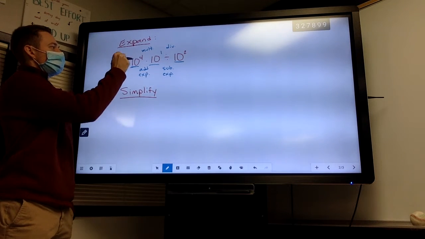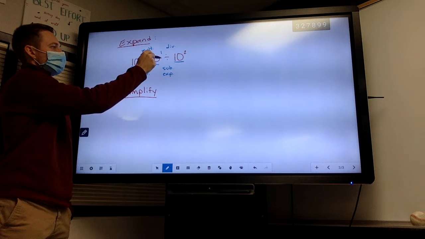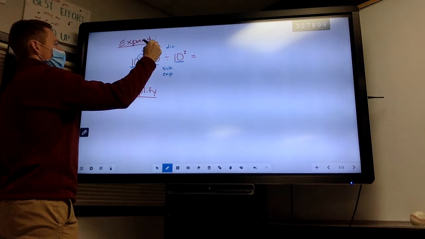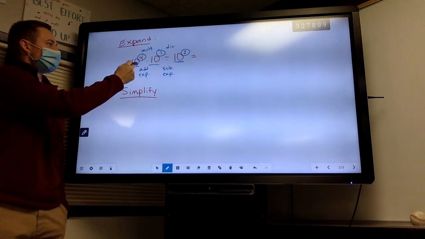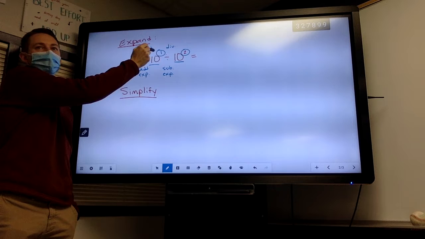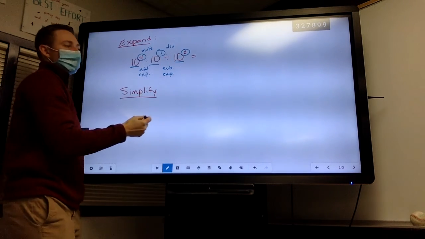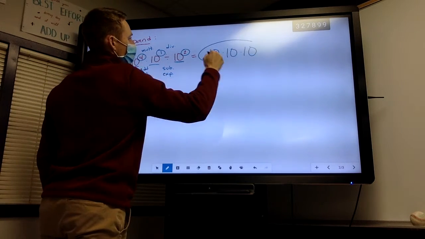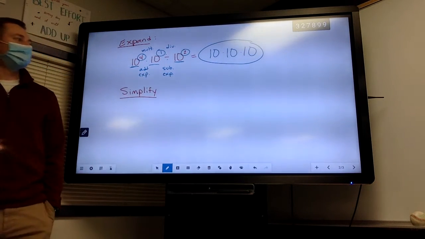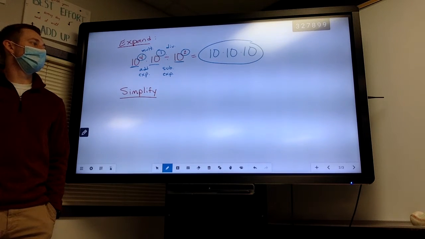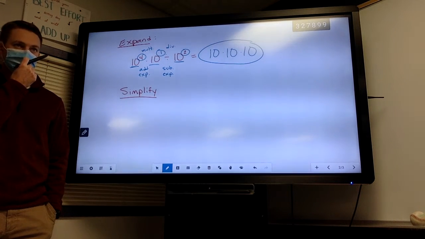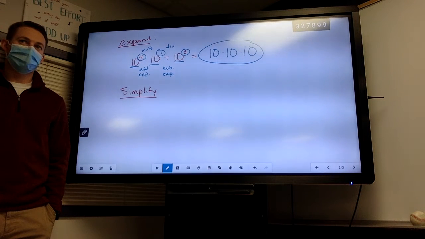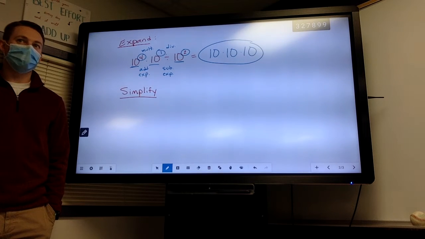So if we have 10 to the fourth times 10 to the first divided by 10 squared, we're just going to add and subtract these exponents. So if it's multiplication, we're adding. So 4 plus 1 is 5. Minus 2 is 3. So we have 3 10's. And our expanded form is just going to be 10 times 10 times 10. Is it okay if I put as reference 10 cubed or 10 times 10 times 10? Just for reference. Yep.